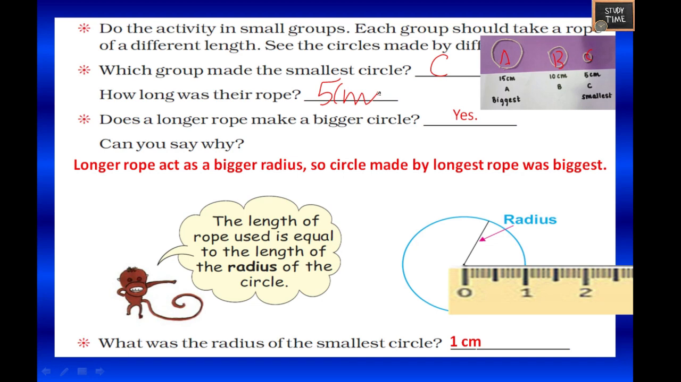So can we check what was the radius of the smallest circle? Here you can check the radius. Keep the circle, keep the scale. This is the scale and you're going to keep it on the center. Measure the radius. It is 1 centimeter.